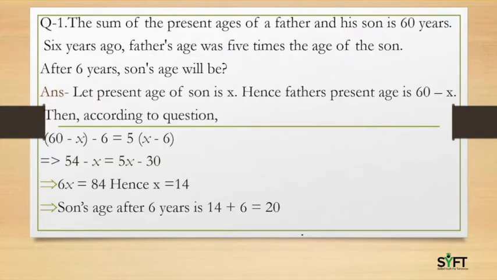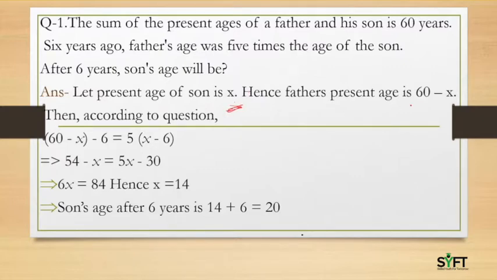One question: the sum of the present ages of a father and his son is 60 years. 6 years ago, the father's age was 5 times the age of the son. After 6 years, the son's age will be how much? Let the present age of the son be x.